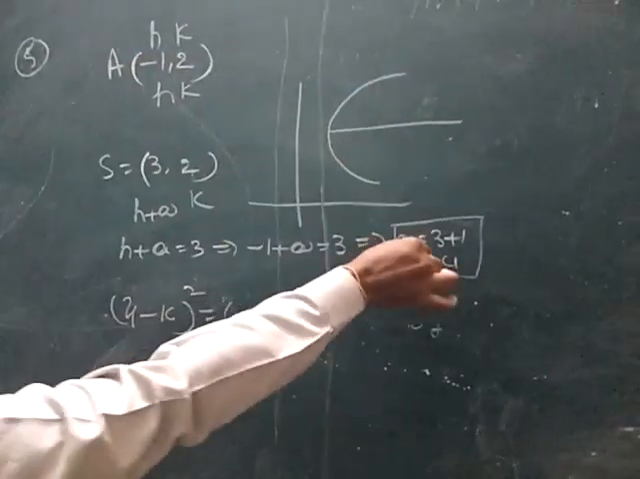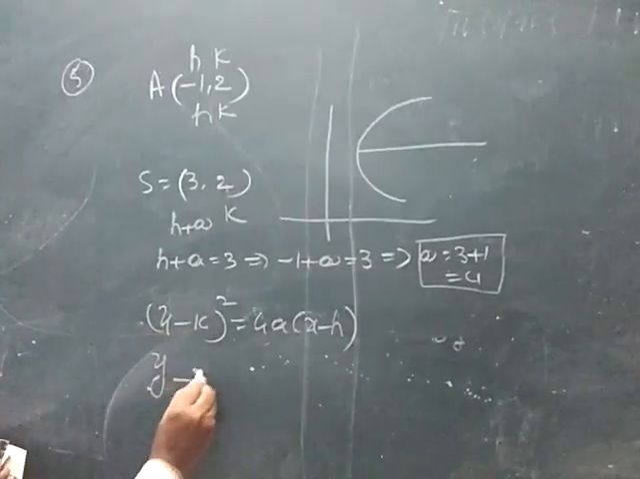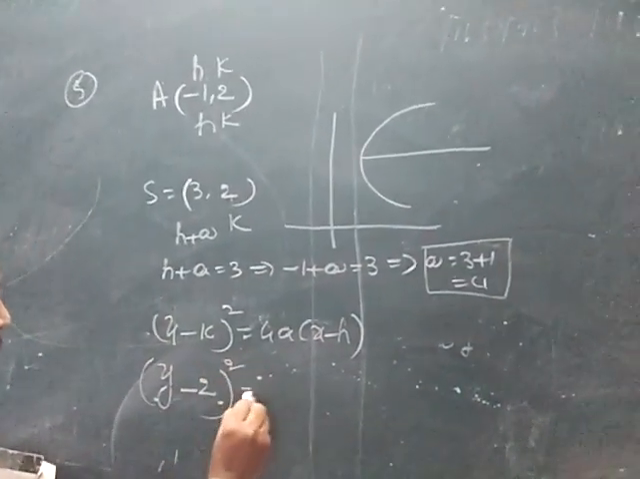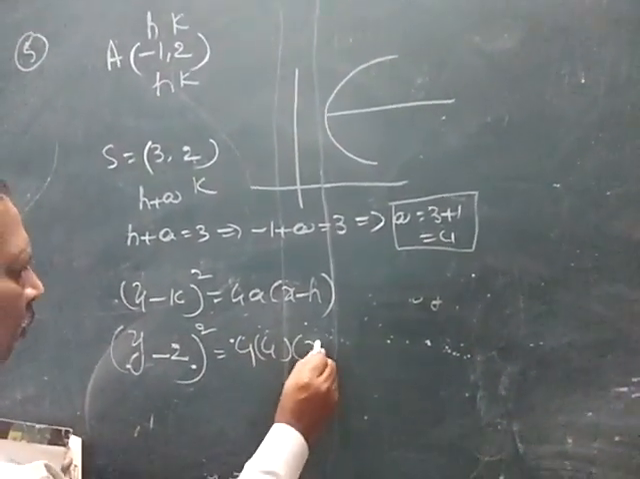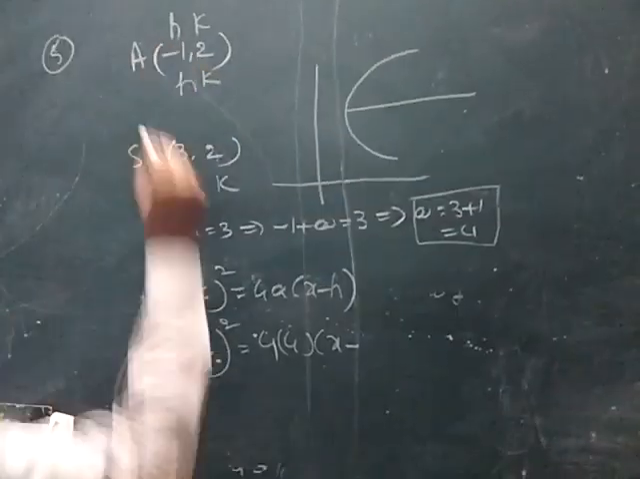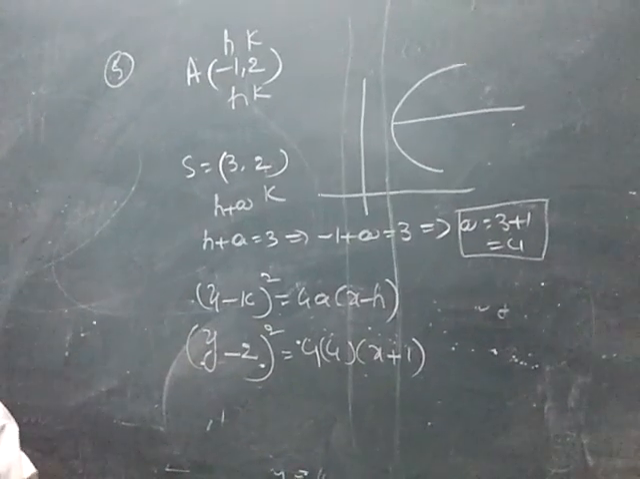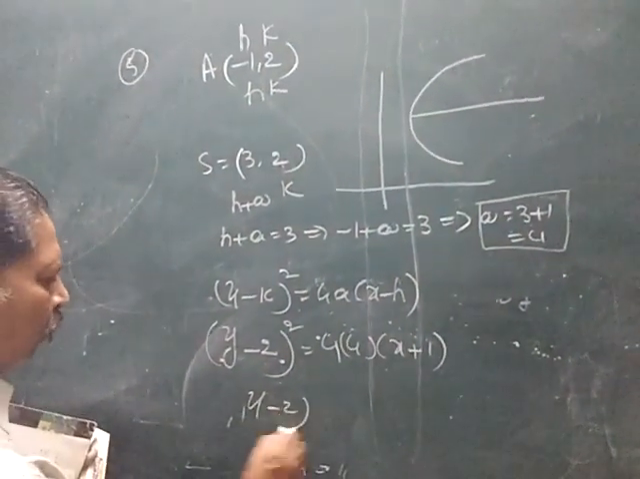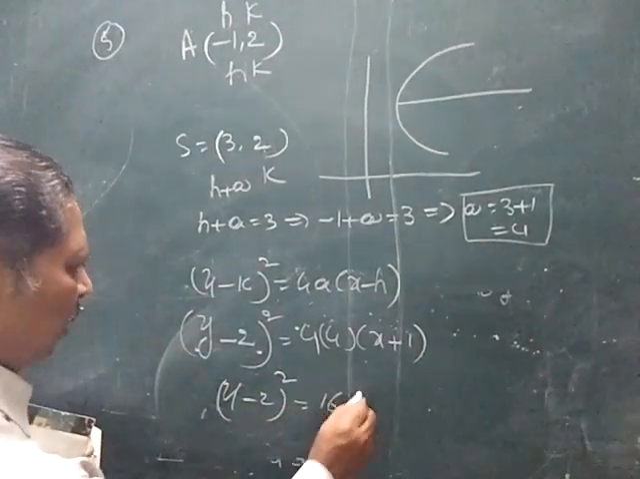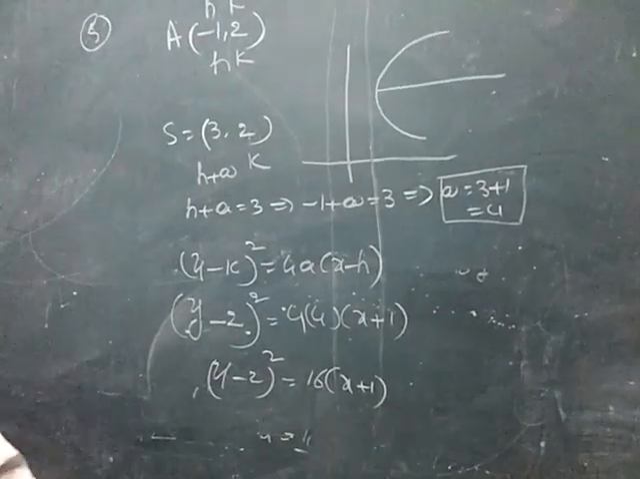Substitute these three values. (y minus k) whole square equals 4 into 4 into (x minus h), h value minus 1, so minus minus plus 1. So (y minus 2) whole square equals 16 into (x plus 1).